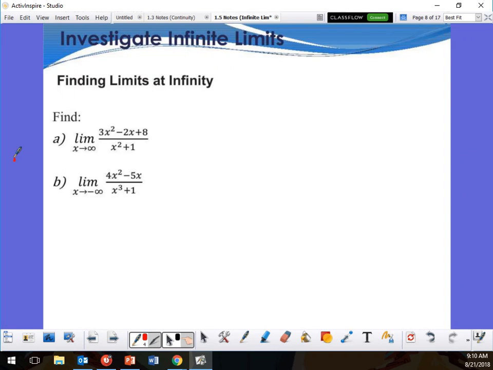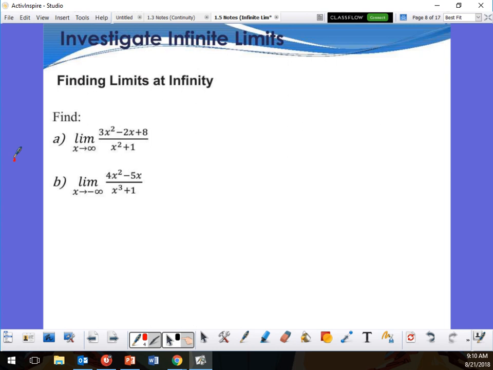Alrighty. Now, this is Calculus 2. We're finishing up 1.5 notes. Finding the limits at infinity, or going to infinity, there are certain things that we're actually going to try and look at. Now, when we're doing these, there's a nice, pretty little cheat to this.